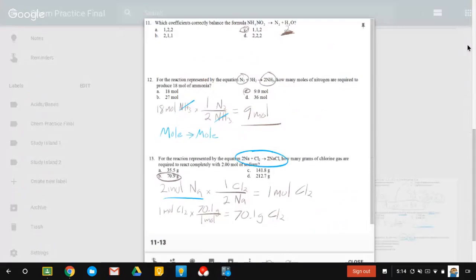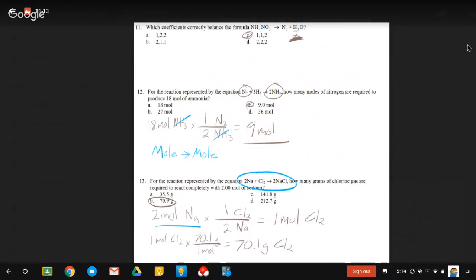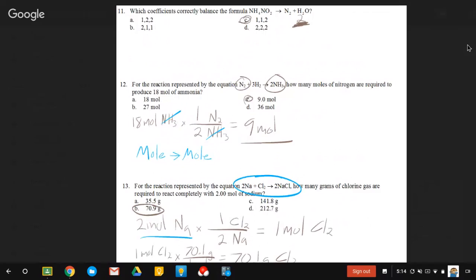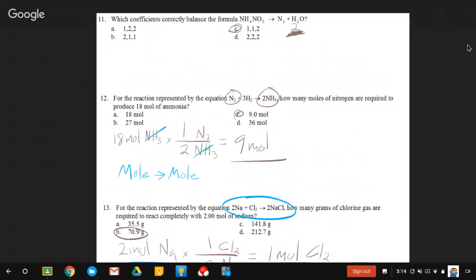Our column was asking about 12 and 13, so let's do that finally. If I can get this thing to work. I'm fiddling with this.